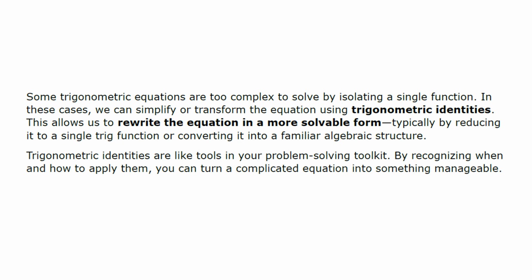So some trigonometric equations are too complex to solve by isolating a single function. In these cases, we can simplify or transform the equation using trigonometric identities. This allows us to rewrite the equation in a more solvable form, typically by reducing it into a single trig function or converting it into a familiar algebraic structure. Trigonometric identities are like tools in your problem-solving toolkit. By recognizing when and how to apply them, you can turn a complicated equation into something more manageable.